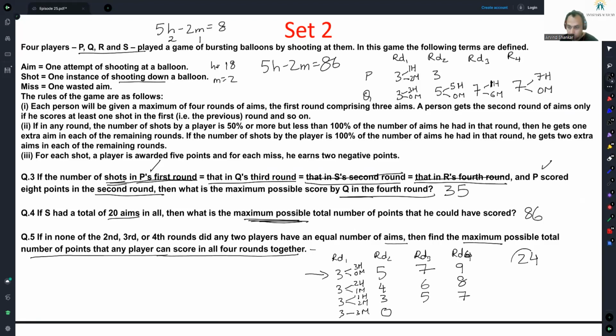Okay, so the first guy has aimed 24 times. He has shot 24 times. He has got 24 attempts that have hit the target. 24 into 5. Maximum possible points of a player would be 120.